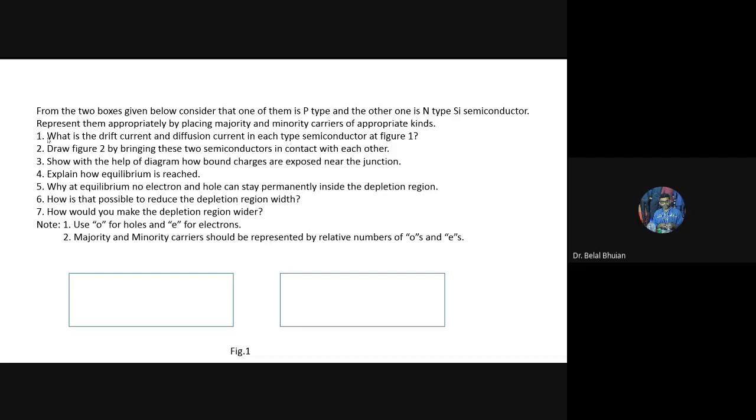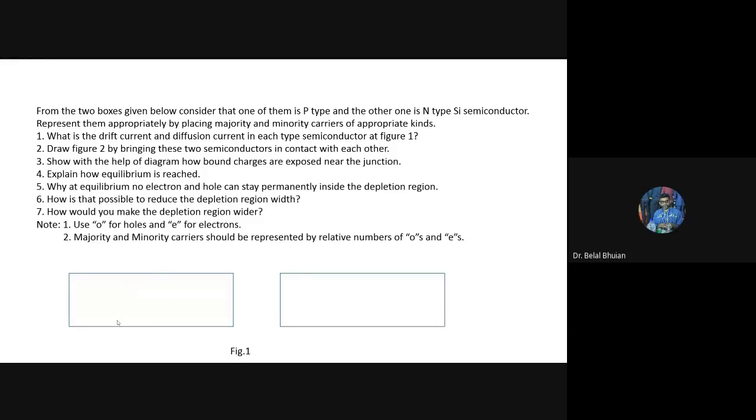Everything is under this present condition. In these conditions, what are we going to have? Are we going to have any drift current or diffusion current? No, we won't have any current, sir. So that means you are not going to have any diffusion current or drift current during this condition.